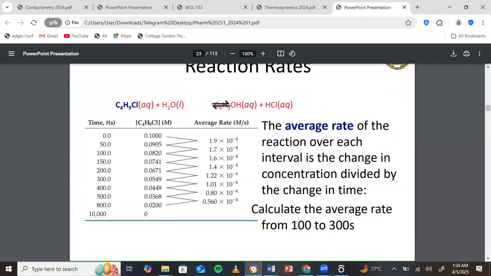Now, the average rate of the reaction over each interval is the change in the concentration divided by the time. So for me to get the 1.9 times 10 raised to -4, what I do is find the difference between the concentrations here and the difference between the times here. So the change in concentration over change in time will give me this rate. So that's what has been done here, right?